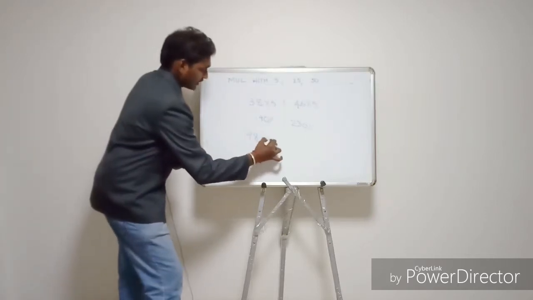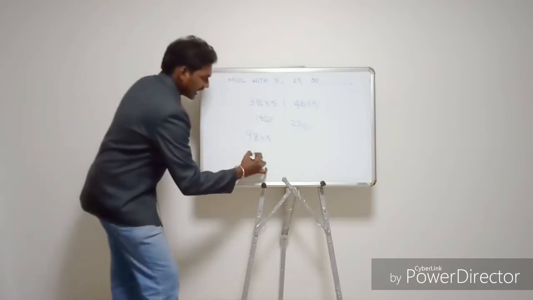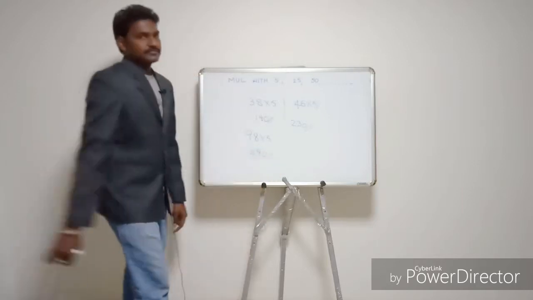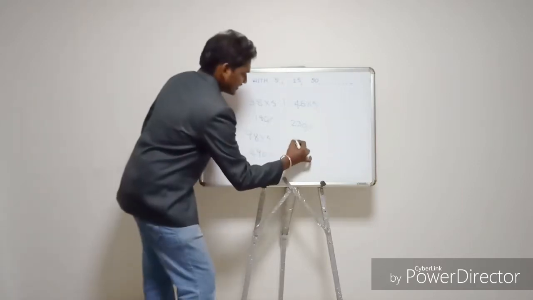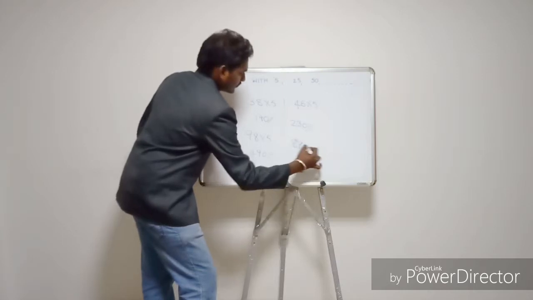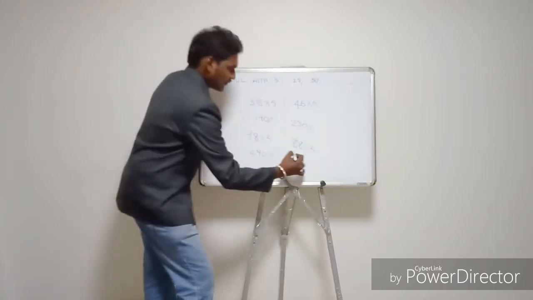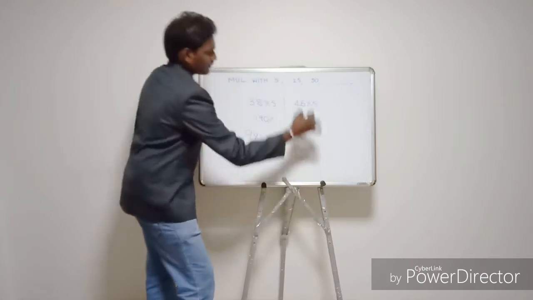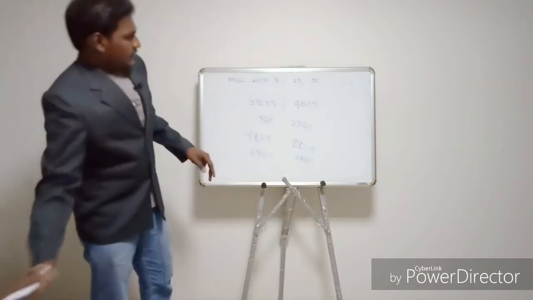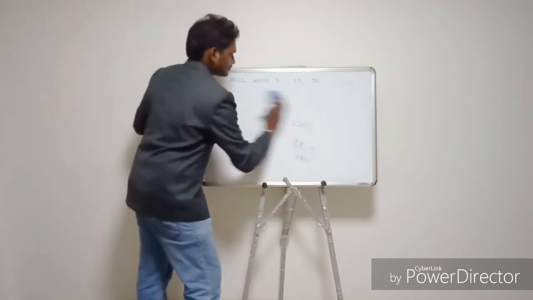Now somewhat bigger problems. 98 into 5. Divide 98 by 2, 49, and simply put 0. That is the answer. So 88 into 5. Divide 88 by 2, we'll get 44 and put 0. So it is as simple as that.